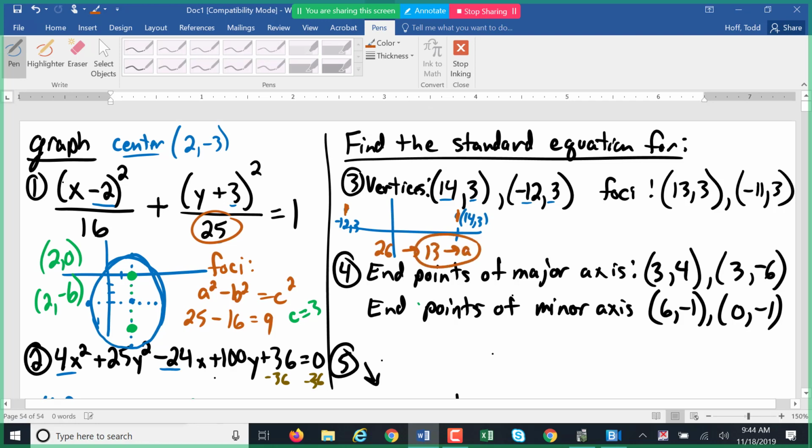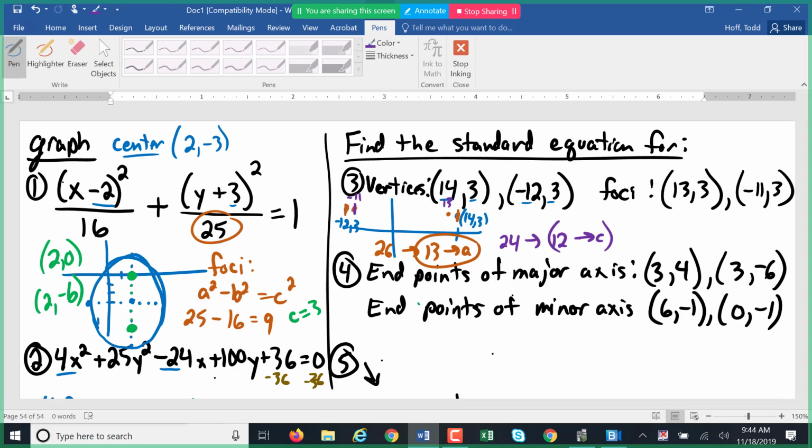That's my semi-horizontal axis. My foci are at 13, 3 and negative 11, 3. So the distance between those foci from negative 11 to 13 is 24 units. So half of that would be 12 is equal to C. So I need to find B yet.